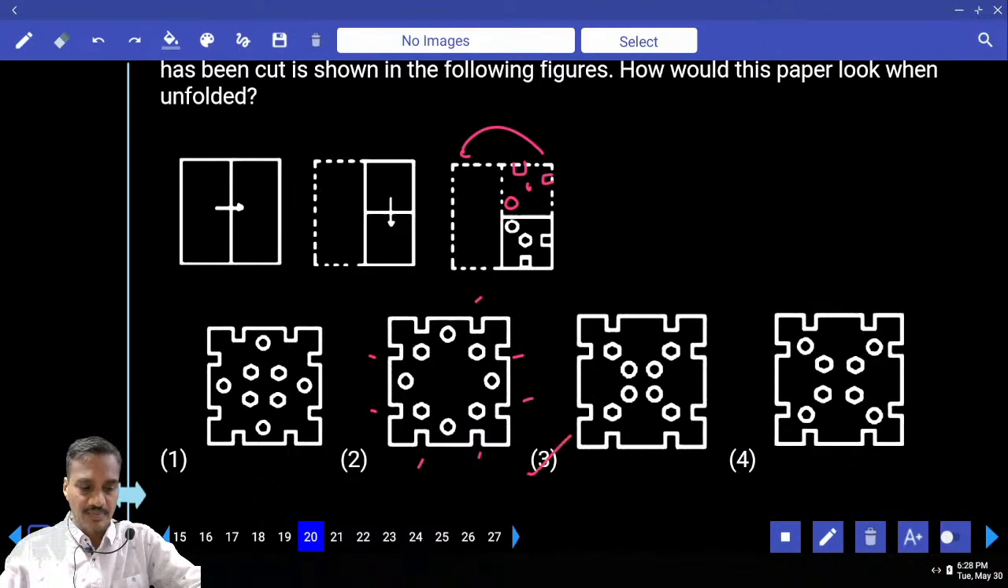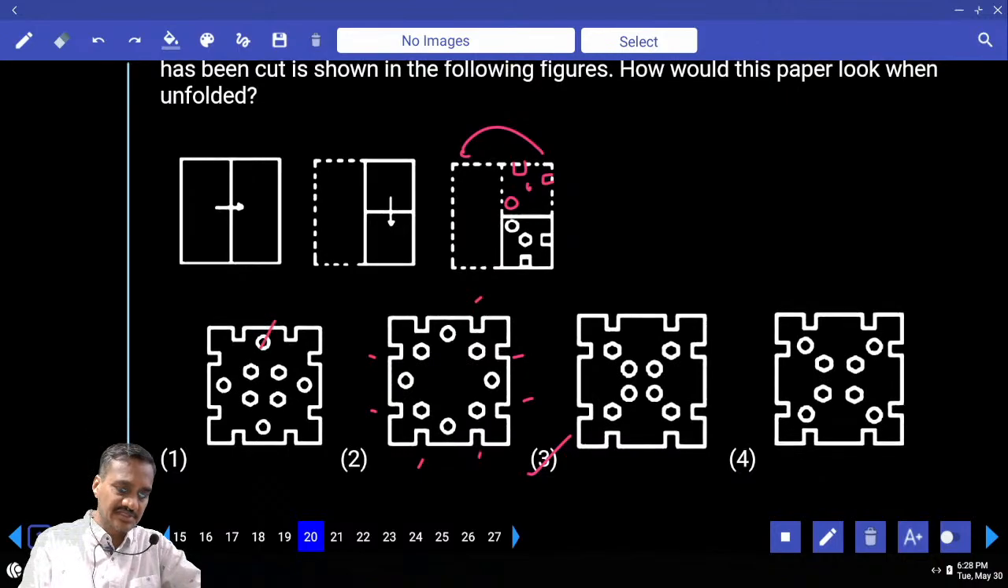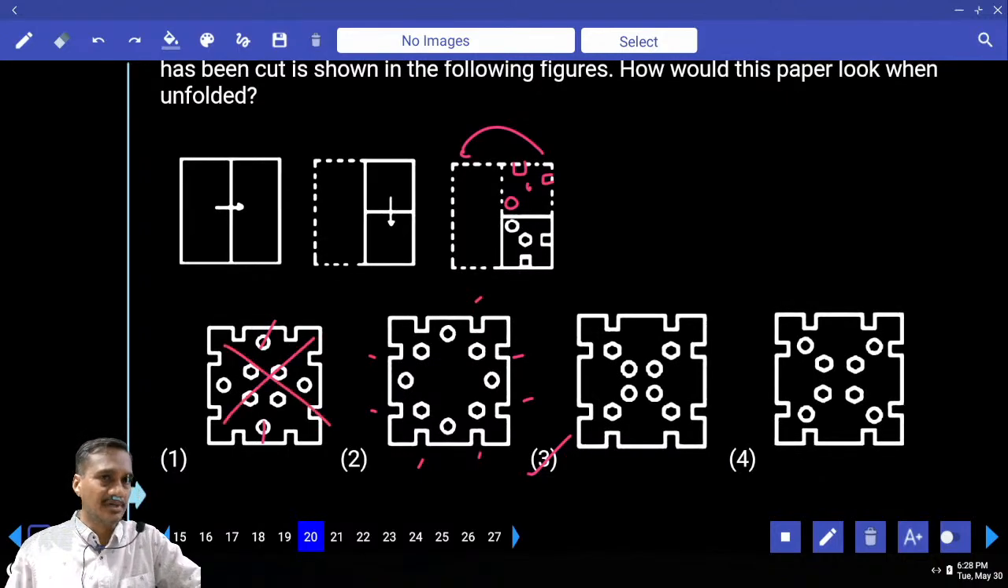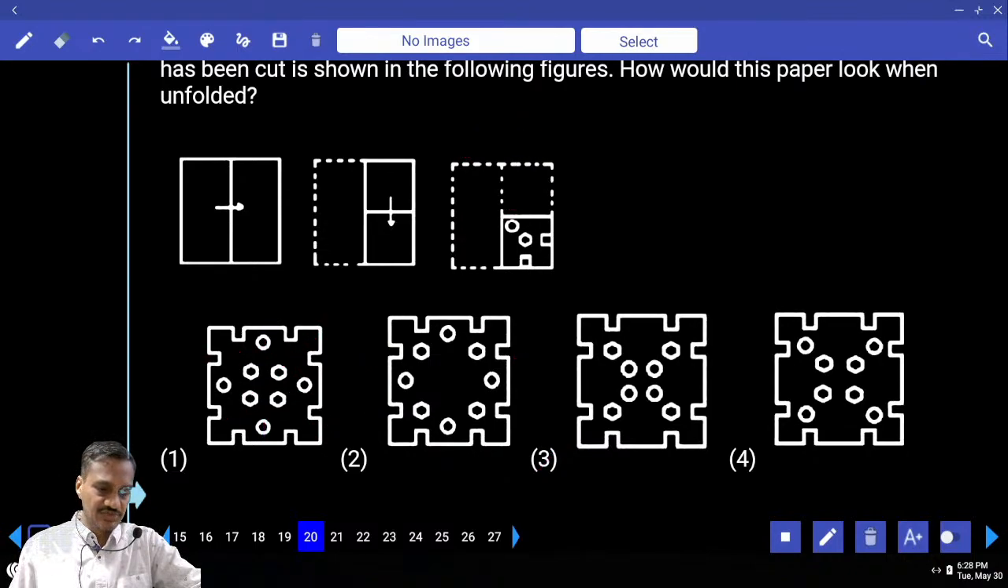No choice 3. Does it fit or not? No choice. Now check out 1 and 3, are they similar or not? No, they are not, because here they are coming in the centers. Now they must be along the diagonals. Clear? And choice 3.